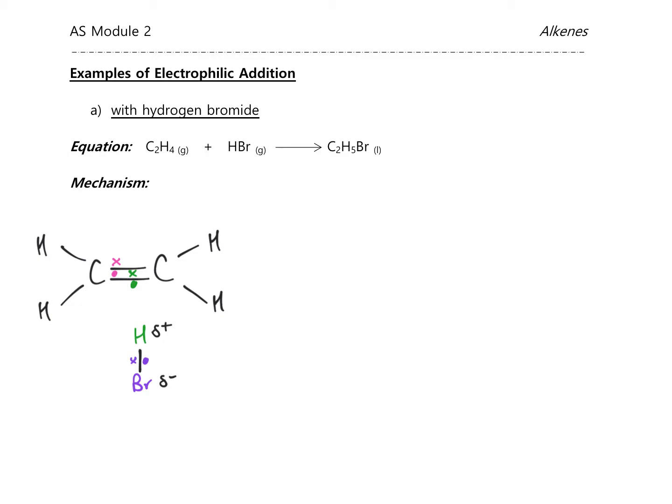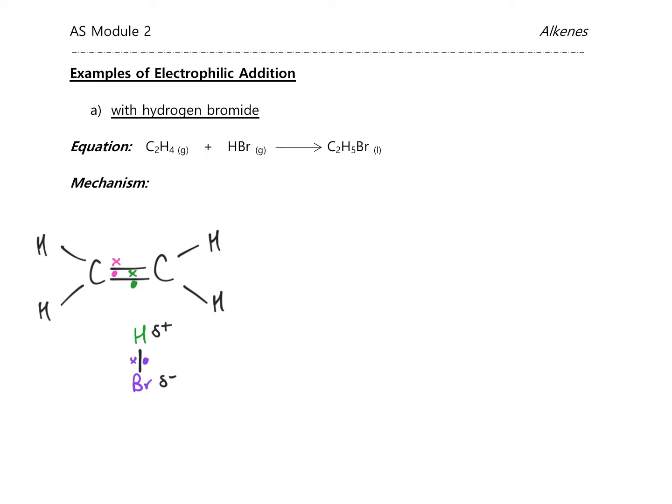It's attracted to the centre of it, this region of high electron density, the carbon-carbon double bond, where we have two electron pairs quite close together. So the partially positive end, the hydrogen end, is attracted to the carbon-carbon double bond. And that's essentially step number 1, where the positive end of the electrophile is attracted to the carbon-carbon double bond. And this is what we know as electrophilic attack.